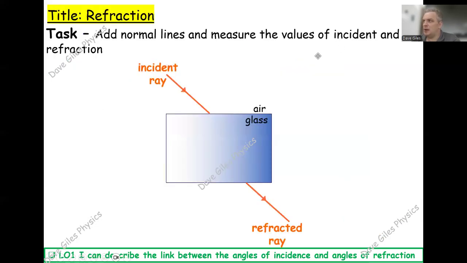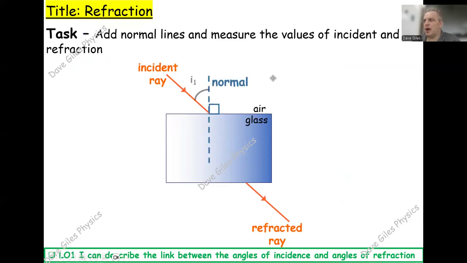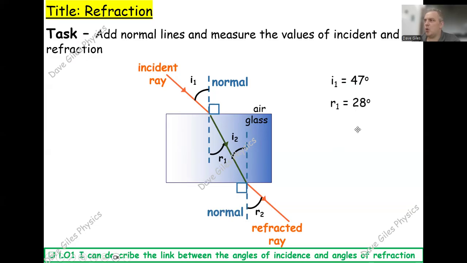So to add normal lines and measure the angle of incidence, normal line, I1, R1, I2, and R2, just to summarize it again. So here I1 is 47 degrees, R1 is 28. This angle and this angle are the same, so I2 is 28 and R2 is 47, the same as I1.